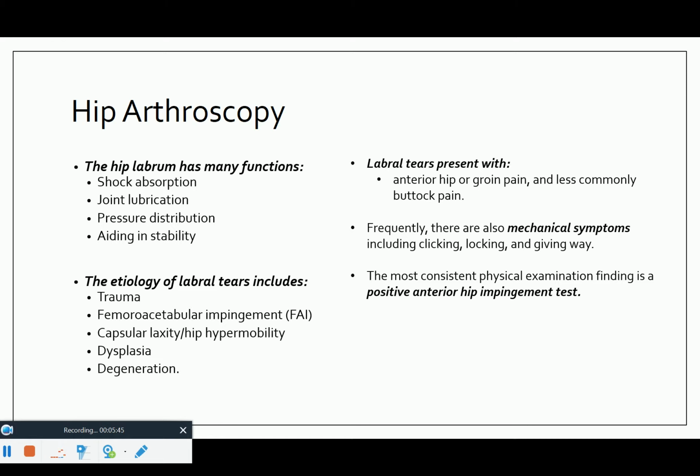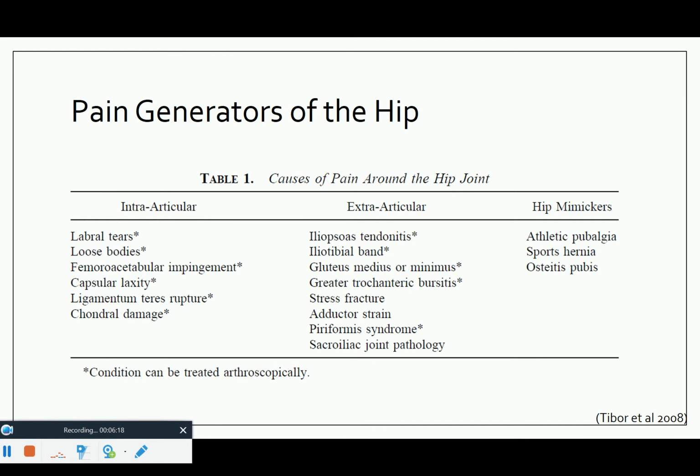Frequently there are also mechanical symptoms including clicking, locking, and giving way. The most consistent physical examination finding is a positive anterior hip impingement test. This is just deep hip flexion, and it can be weight-bearing or non-weight-bearing. And I encourage you to review the Sutlive criteria for hip OA, because a lot of those tests would also be positive on someone who's younger that may be experiencing basically labral impingement or hip impingement.